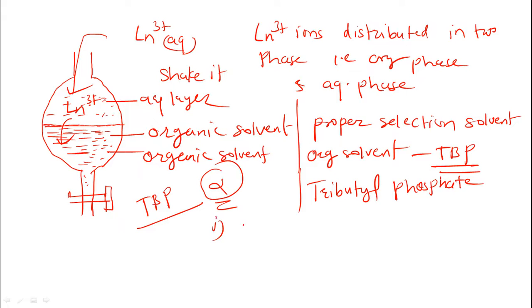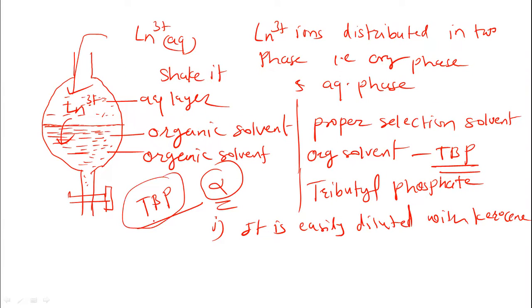First important thing is that it is easily diluted with kerosene. It means we can use kerosene also here. Why kerosene? Because the cost of the kerosene is less. TBP is a very costly solvent. Tributyl phosphate is a very costly solvent.